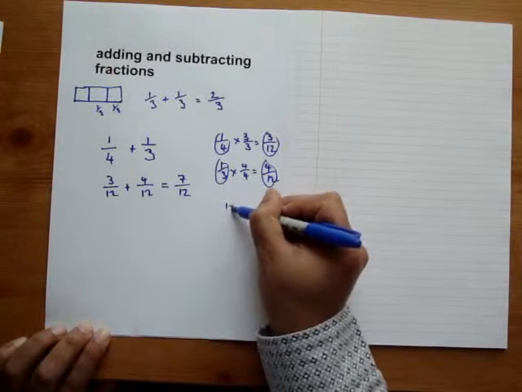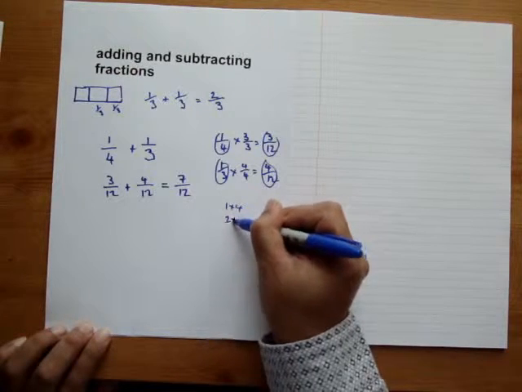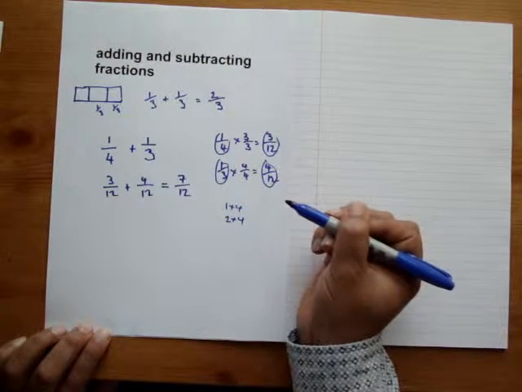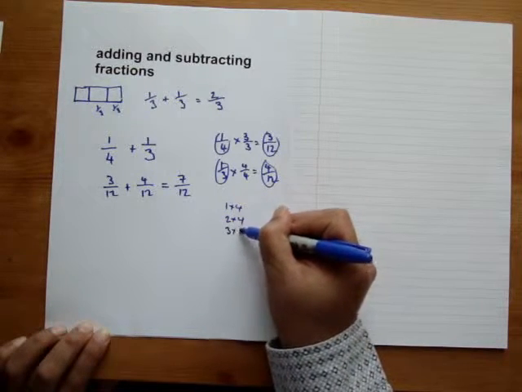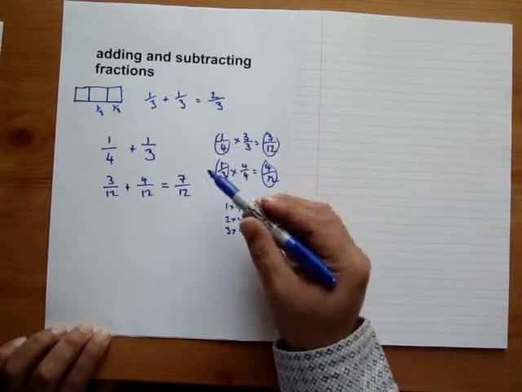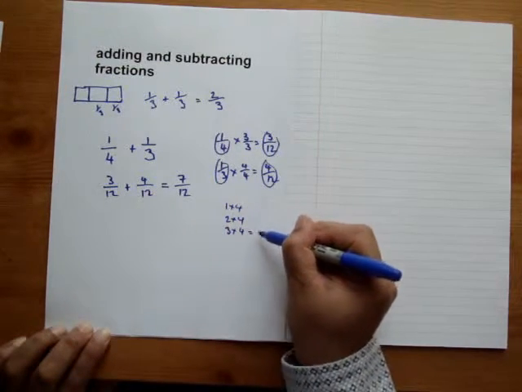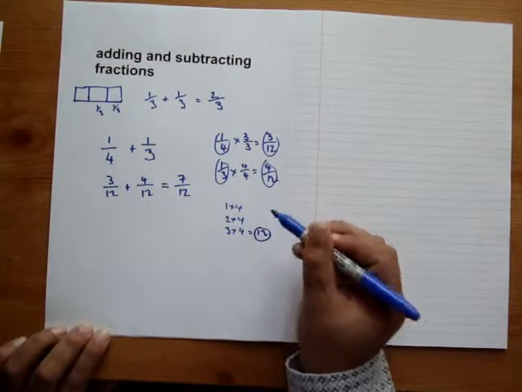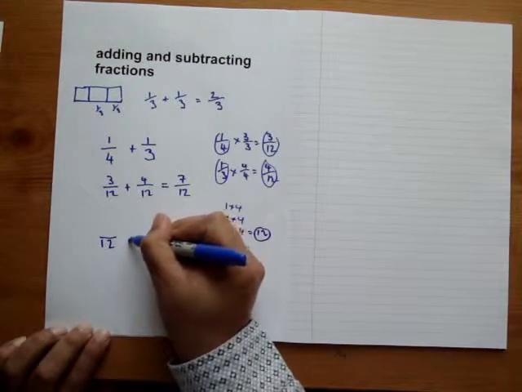So if we go 1 times 4 is 4, is that a multiple of 3? No. 2 times 4, is that a multiple of 3? No. 3 times 4, 12, is that a multiple of 3? Yes, it is. So we use the 12 as the denominator. So write that down first.